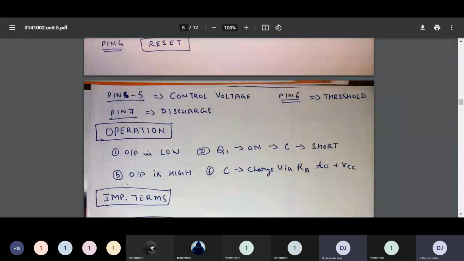Via the output of the flip-flop that you have seen in the circuit already. Step number 10: at the same time, the output of the flip-flop turns Q1 on.